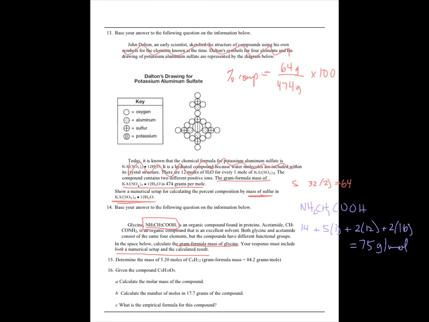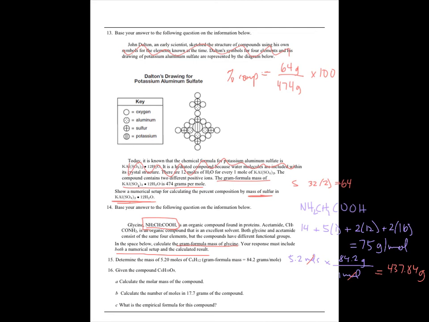Number 15. Determine the mass of 5.2 moles of C6H12 given the GFM of 84.2 grams per mole. So we just need to calculate it. 5.2 moles. So that's using dimensional analysis to do this. And our answer is 437.84 grams. Okay, so that's our answer. You could do this using the formula or dimensional analysis.